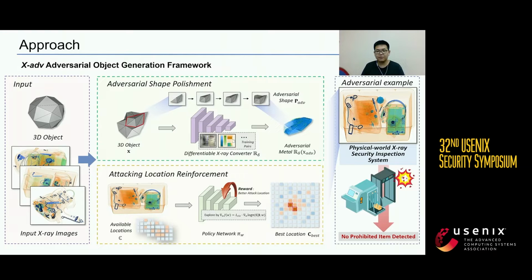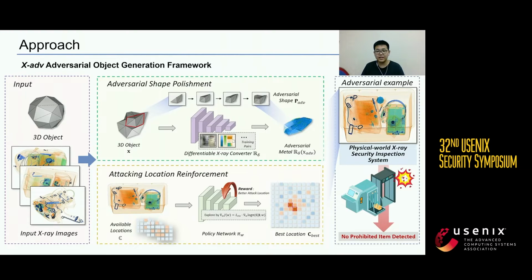To address the above problems, this paper proposes an adversarial attack approach called X-Adv to generate physically realizable adversarial attacks for X-ray prohibited item detection. We generate physically realizable 3D objects with adversarial shapes. To resolve the difference in imaging principles, we propose the adversarial shape polishment to derive a differentiable converter that projects 3D objects into X-ray images, so that we could update the shape of the object using the gradients of a surrogate white box detector.